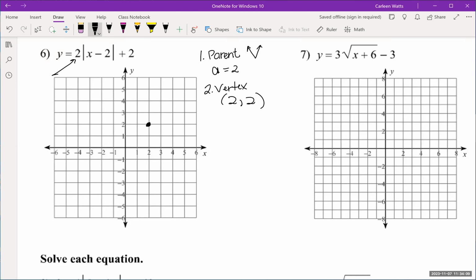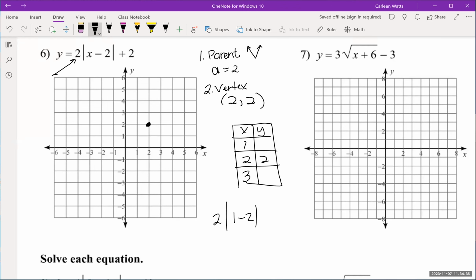Okay. Let's make a table. 2 is going to go in the middle of the table. 1 to the left is 1, 1 to the right is 3. So we're going to plug in. So what is that going to be?